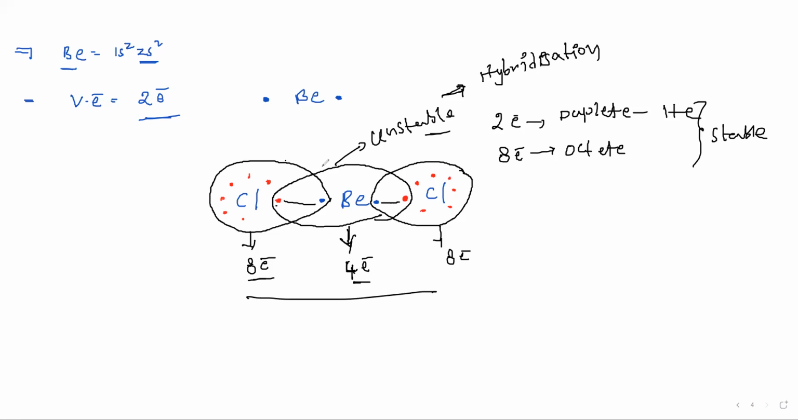That means it has an incomplete octet. Such incomplete octet species we can also call neutral electrophiles. This is the incomplete octet, so that's why these are called neutral electrophiles.